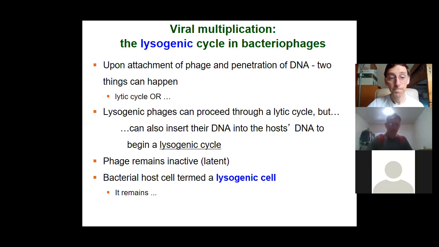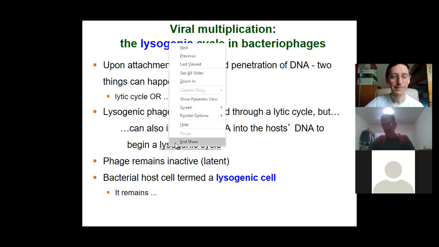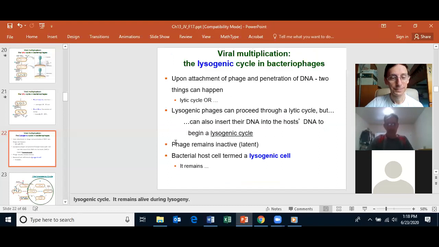And the virus is termed a prophage, is that right? Anyways, the host cell remains alive in the lysogenic life cycle, and the viral DNA is part of the chromosome of the host cell in the lysogenic life cycle.